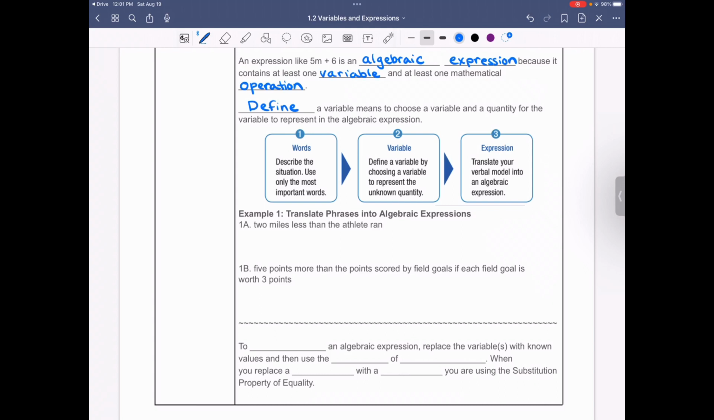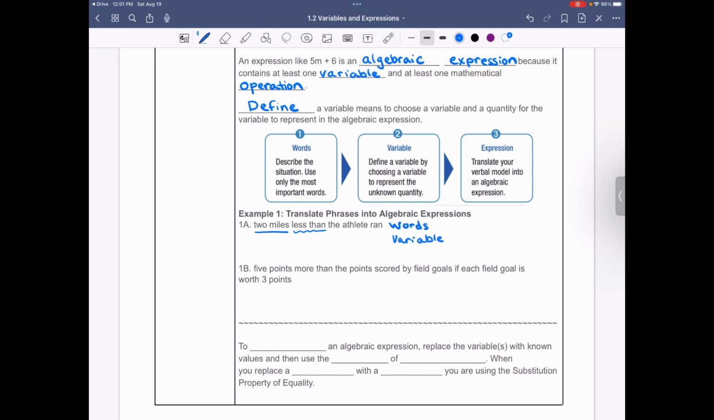Let's do our first example. Example 1 says, translate phrases into algebraic expressions. 1a says 2 miles less than the athlete ran. So those are the words. We need to define a variable. So here we'll say that this was our words. Now we're going to do our variable. And 2 miles less than the athlete ran.